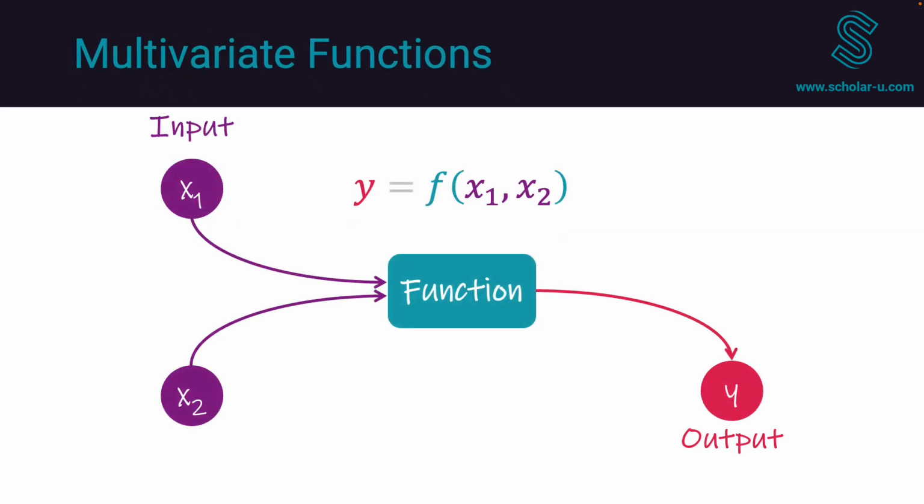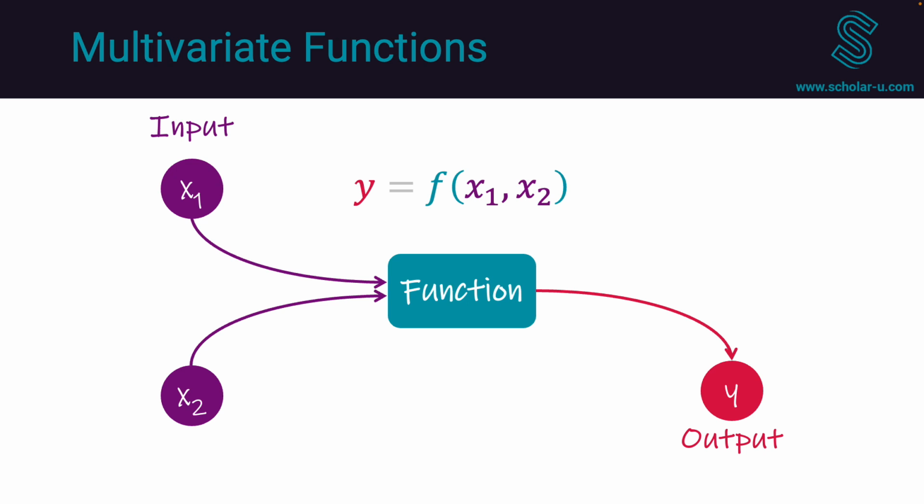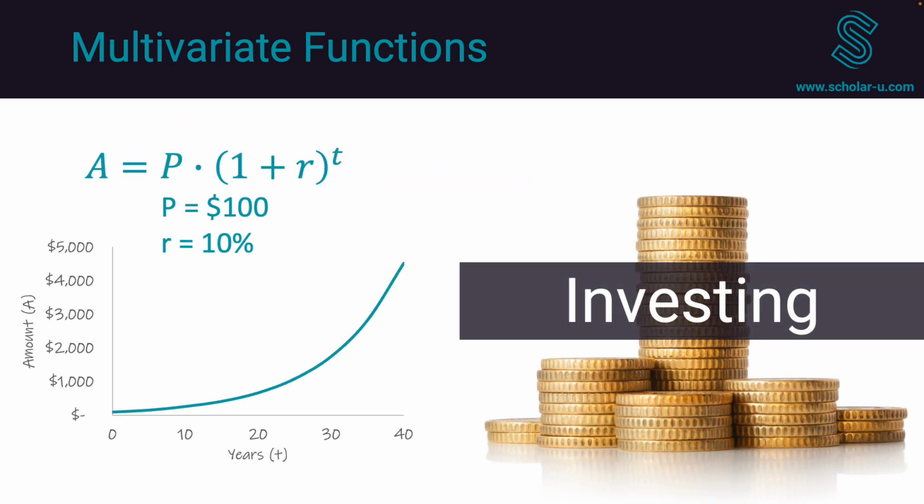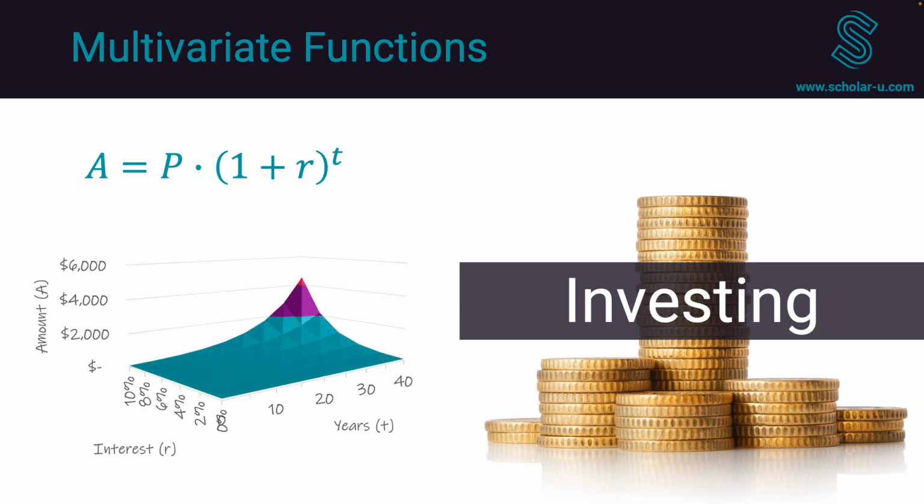Functions can have more than one input, but they must always yield one output. For instance, consider modeling the investment of a principal amount of $100 in a savings account, where we calculate the amount after several years with a 10% compound annual interest rate. Initially, we depict this relationship on a graph, showing the amount as a function of the years. However, we can generalize this function to include the interest rate as an additional input.